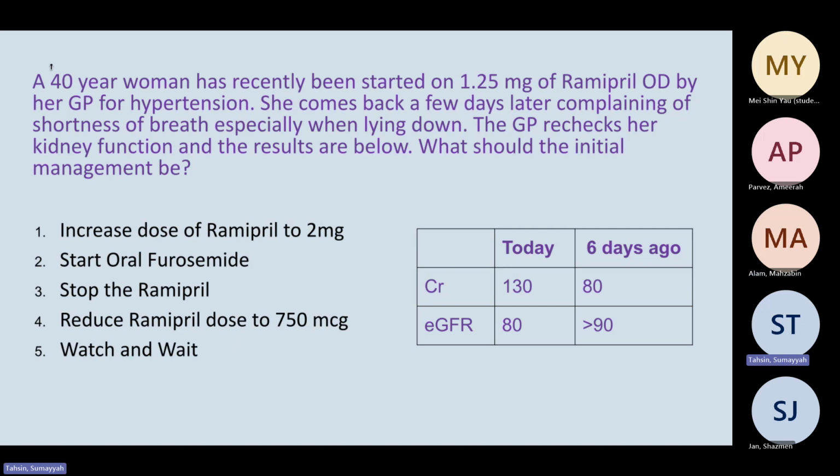We'll go over it. So the question says, a 40-year-old woman has recently been started on 1.25 milligrams of ramipril once daily by her GP for hypertension. She comes back a few days later complaining of shortness of breath, especially when lying down. The GP rechecks her kidney function and the results are below. What should the initial management be? So we've got a patient, her creatinine 6 days ago was 80 and her eGFR was greater than 90. Now today her creatinine has increased to 130 and her eGFR has decreased to 80. What should we do?